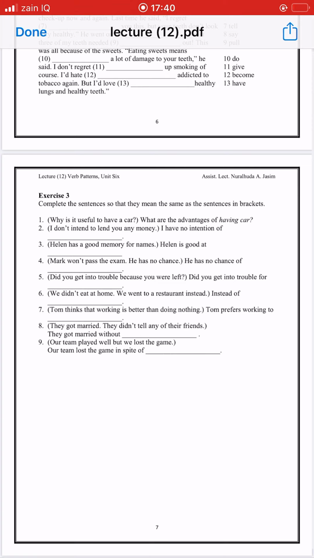Tom thinks that working is better than doing nothing. Tom prefers working to doing nothing. They got married. They didn't tell any of their friends. They got married without telling any of their friends. Our team played well, but we lost the game. Our team lost the game in spite of playing well.